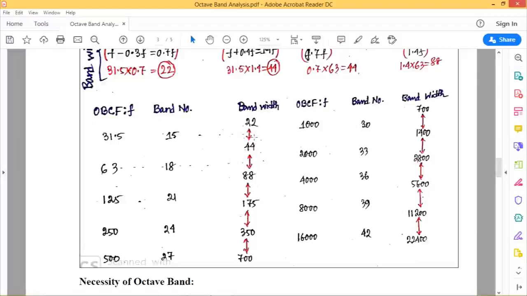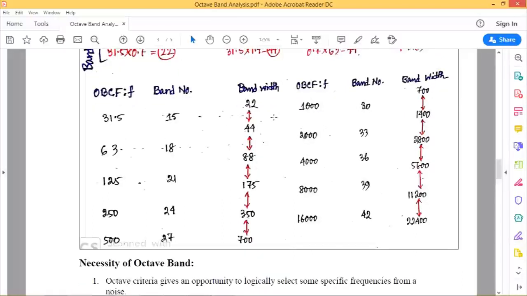So you can also calculate on your own using the octave band central frequency, band number and bandwidth. And you can also create this kind of table: octave band central frequency, that is OBCF, band number, for which you use the formula 10 log 10 frequency, and bandwidth, lower band and upper band. By this process you can create the bandwidth and band number for different octave band central frequencies.